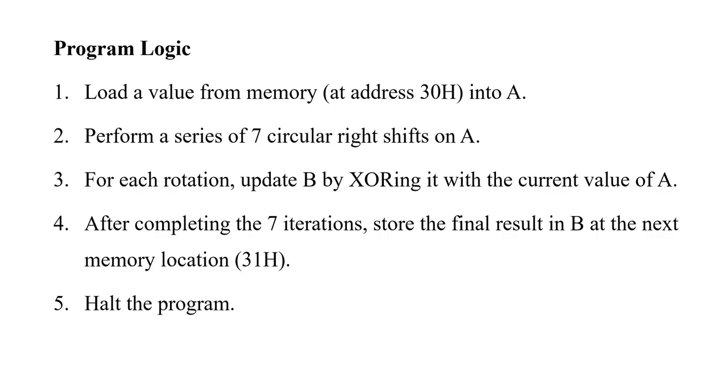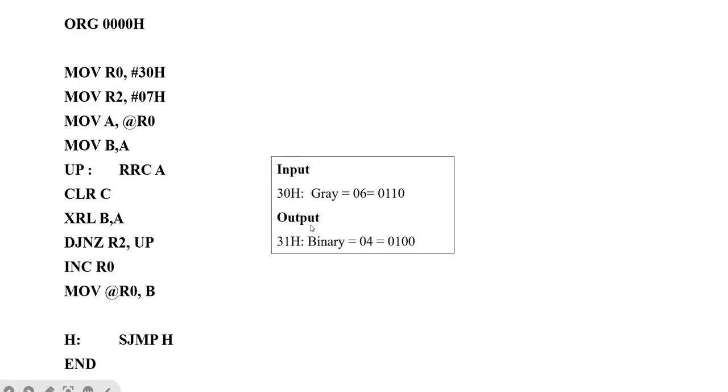Now we'll see the program. This is the program to convert a gray code number to the binary number. The first step is the initialization. So here we'll take ORG 0000H, that is the starting address of the program. After that we have MOV R0, #30H. This instruction is used to initialize the register R0 with the address 30H, that is the source address in the memory.